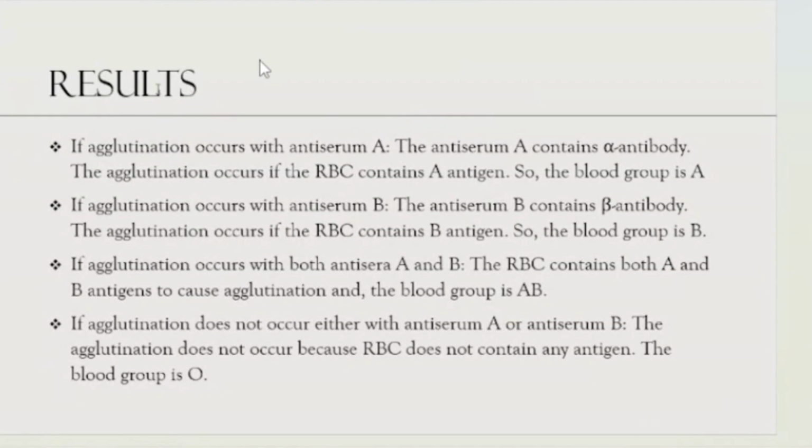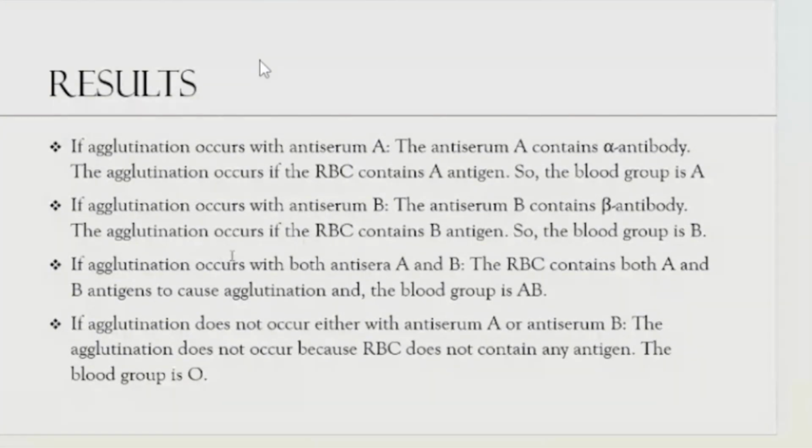And then finally the results. If agglutination occurs with antiserum A, that means the antiserum A contains alpha antibody, and the agglutination occurs because the red blood cell contains A antigen, telling us the blood group is A. Secondly, if agglutination occurs with antiserum B, that means antiserum B has beta antibody, and the agglutination has occurred because the red blood cell contains the B antigen. So this proves that the blood group is B.